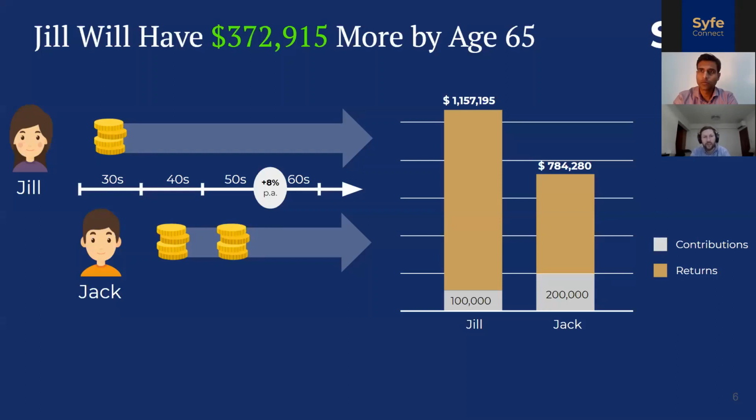Conversely, if you look at the case for Jack, there's actually a cost to the delay in his starting investing journey. Because he delayed by 10 years, if he wanted to achieve the same pot size as Jill, which is 1.1 million, Jack would have had to invest significantly more than the 200,000 over those 20 years.